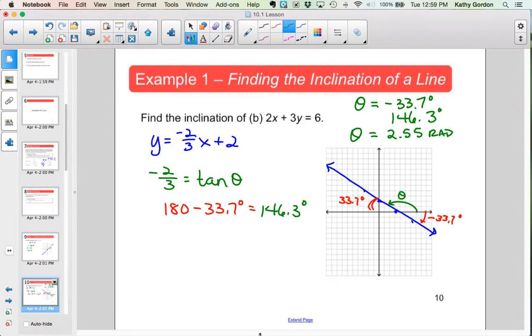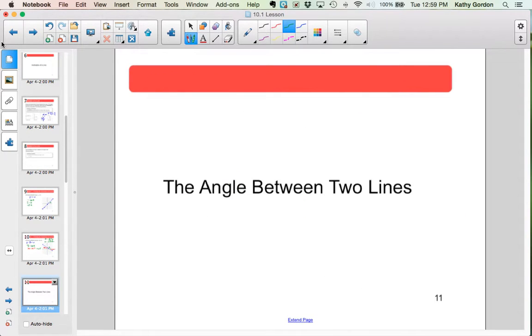All right. Is everybody okay with that? Figuring out inclination? All right, angle between two lines. So I'm given two equations for two lines. I want to know what the angle between them is.